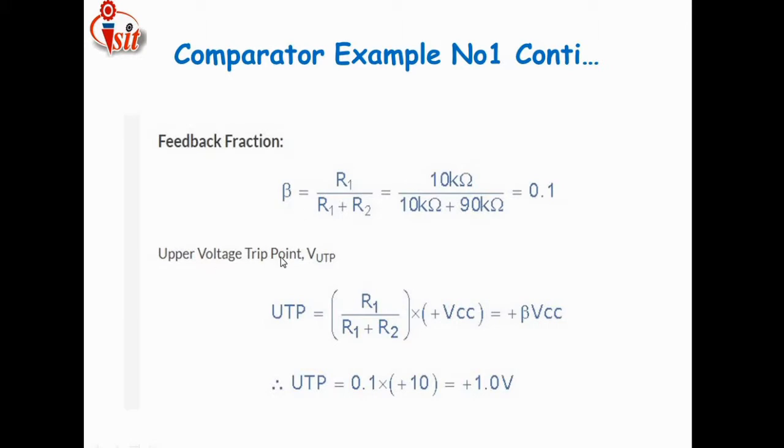For the upper tripping point, we know very well, positive beta into plus VCC. We know the formula very well.